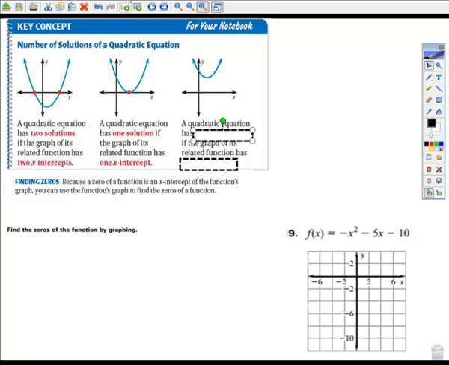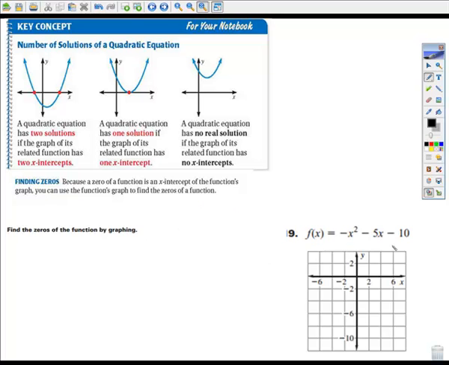Or your quadratic equation can have no real solution if the graph of its related function has no x-intercept. So it is possible that there are no solutions with the graph. Finding the zeros is basically saying solve the equation. It's just another way of putting it. It says because a 0 is an x-intercept, you can use the function's graph to find the zeros.